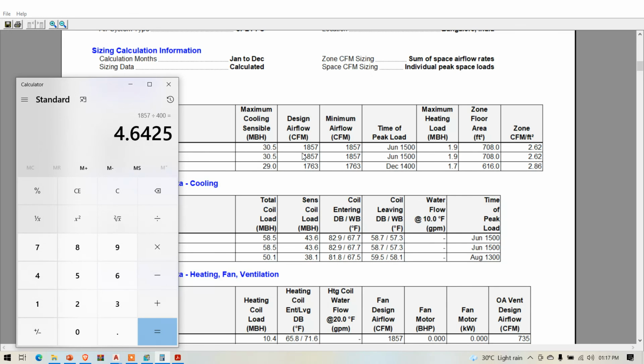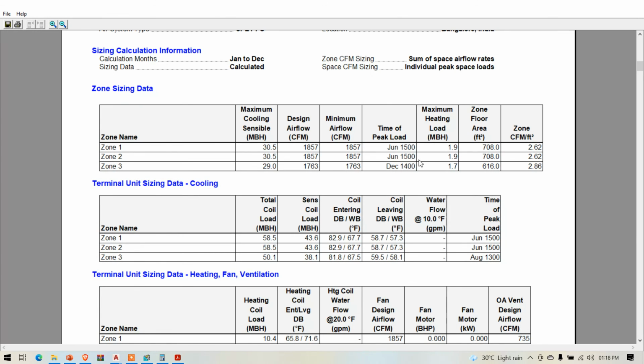Then the total machine capacity for the first classroom, which is Z04, is 4.6. Z05, because both are equal classrooms, right? We can duplicate that one. That is also exactly 4.6. And for classroom 3, the area will be less compared to both classrooms. See, these are the areas 708 and 708, and classroom number 3 is 616. So for this we got 1763 divided by 400. Here you will get a 4.4 TR machine. So this is how you will get the separate machine loads.